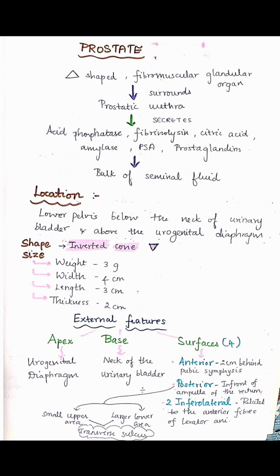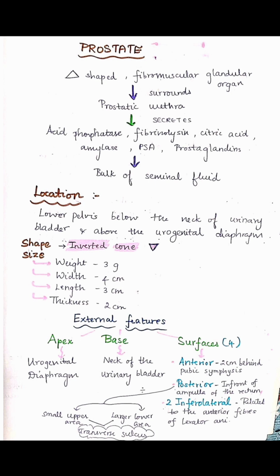So, what is a prostate gland? It is a pyramidal shaped fibromuscular glandular organ that surrounds the prostatic urethra. It secretes acid phosphatase, fibrinolysin, citric acid, amylase. PSA means prostate specific antigen, then prostaglandins, and these secretions form the bulk of the seminal fluid.